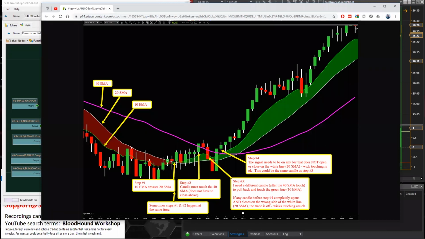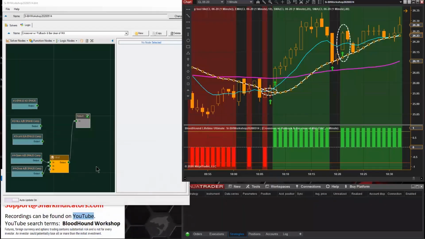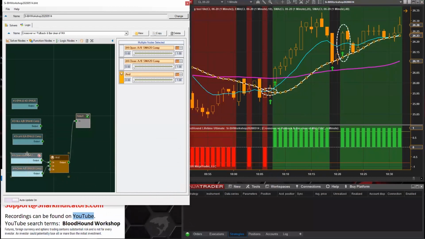Step number 3 here. We have a critical rule here. If any candle before step 4 completely opens and closes on the wrong side of the SMA 20, the trade is off. So we have a condition here that's checking whether the open and close are completely on one side of the white line, or SMA 20, or not.